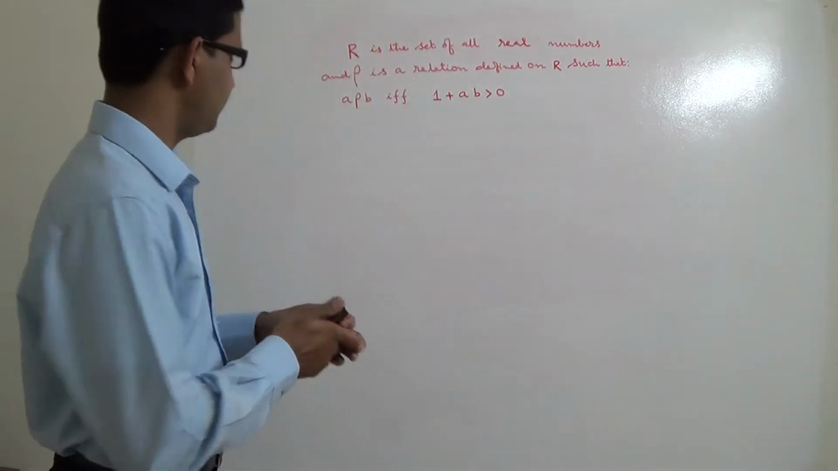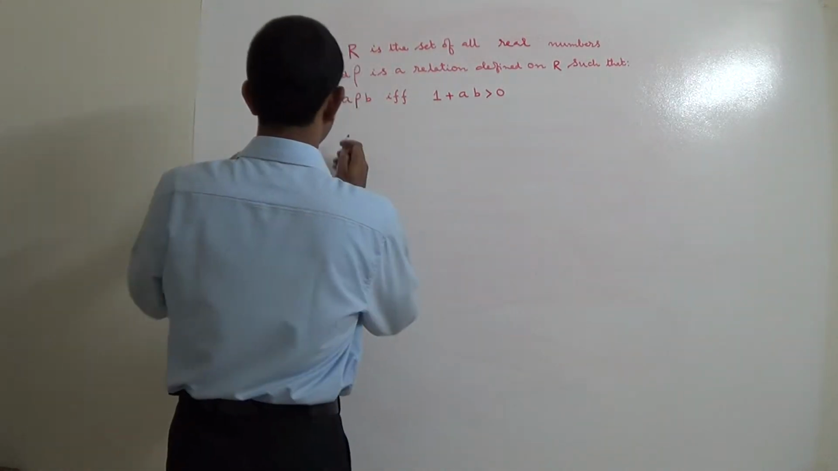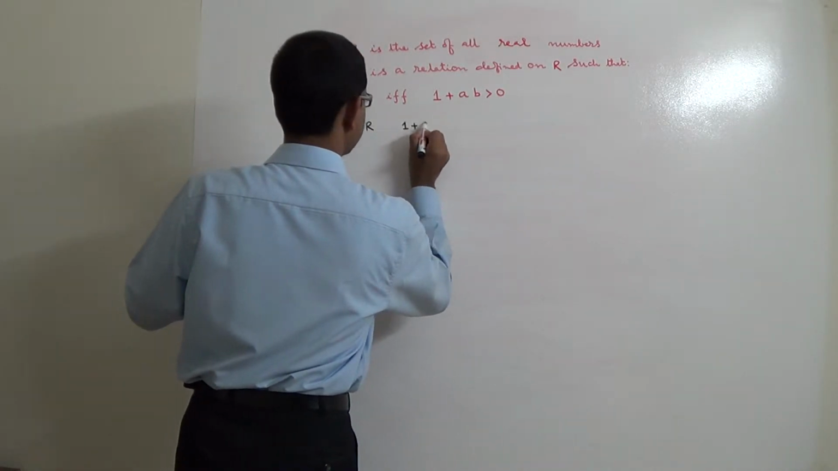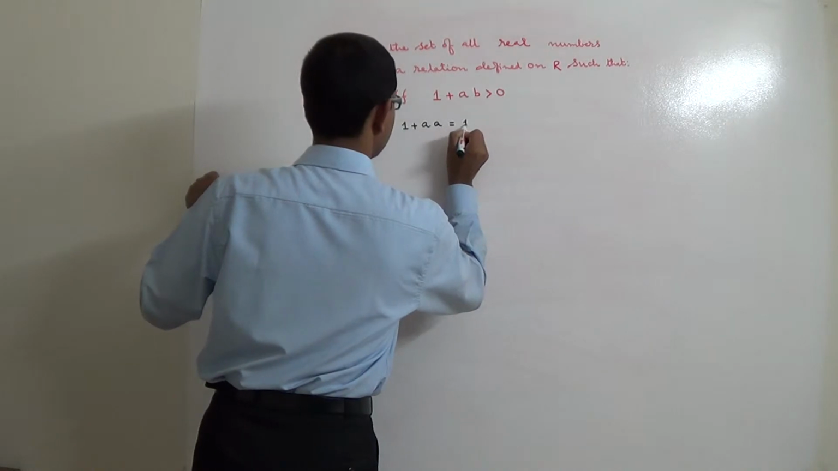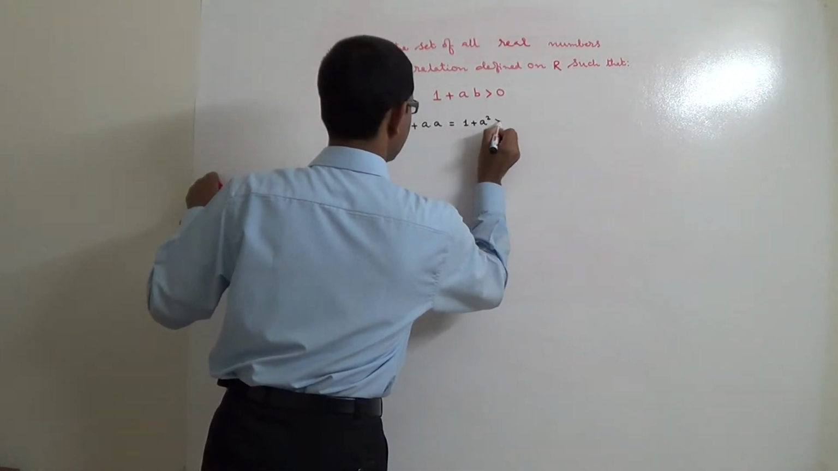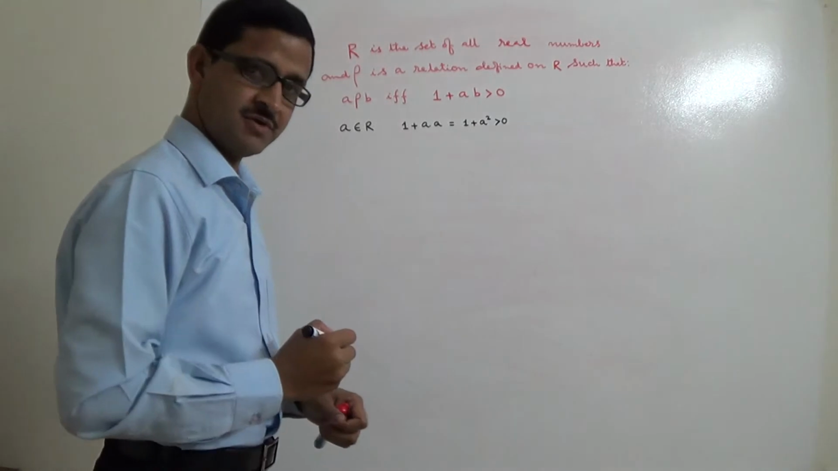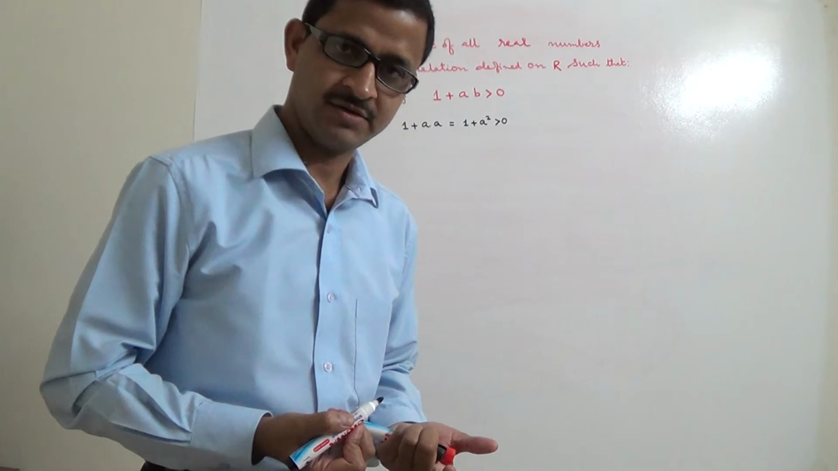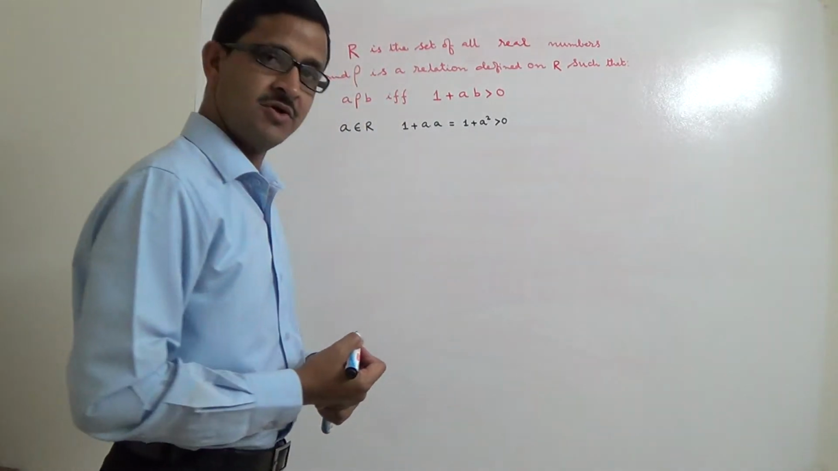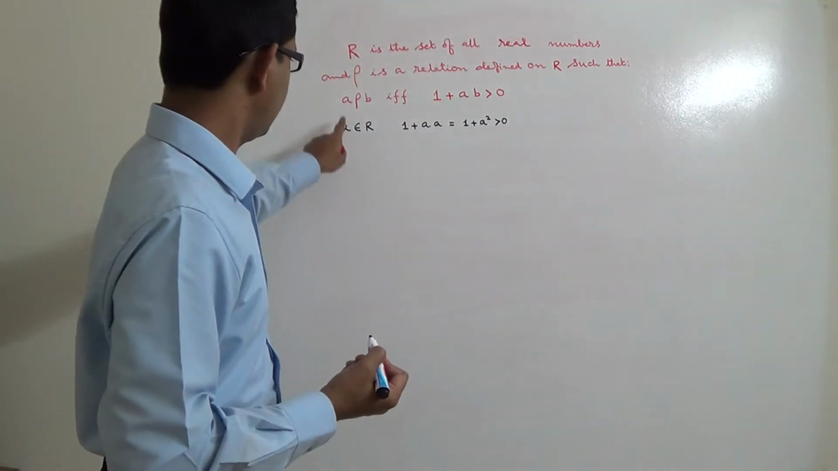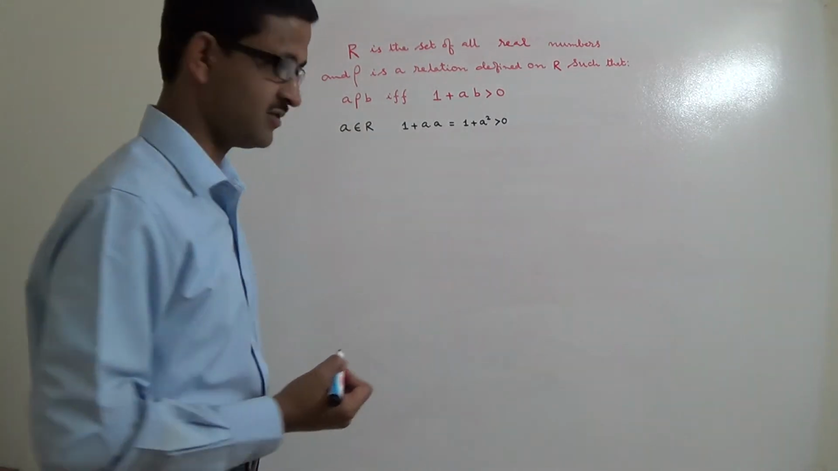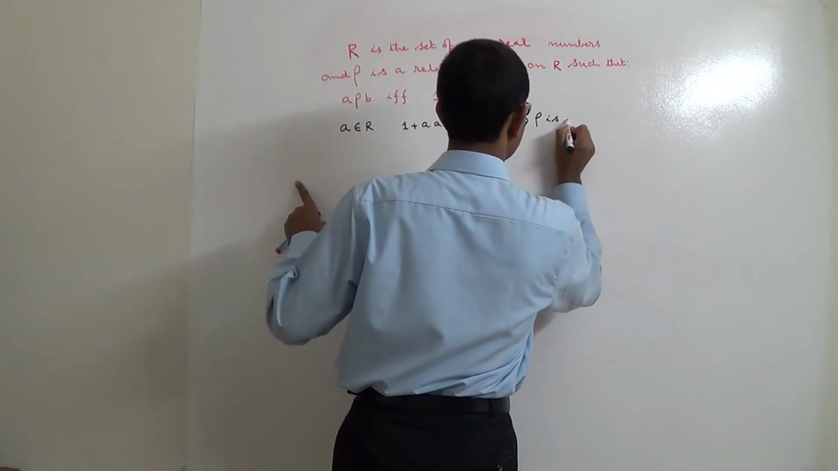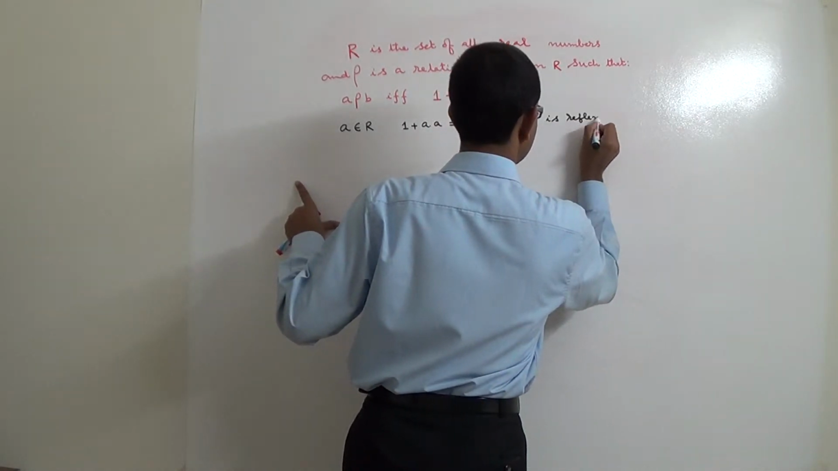Let's see, for any element A belongs to R, what do we say? 1 plus A into A is equal to 1 plus A square, which is always greater than 0. Whether A becomes positive or negative, that doesn't matter. Correct? So that implies that rho is reflexive, right?